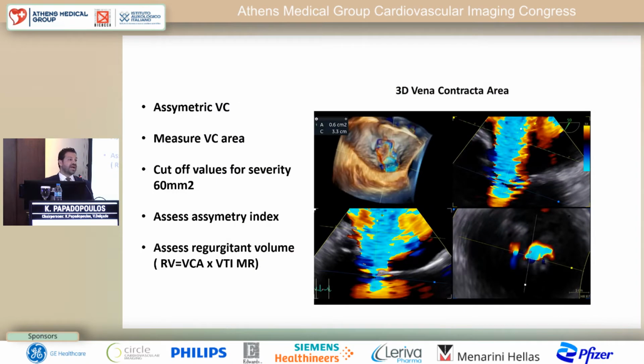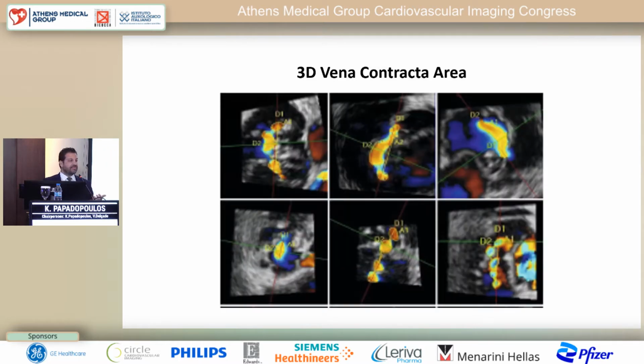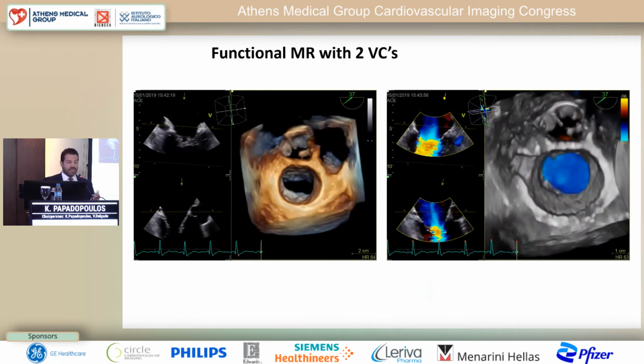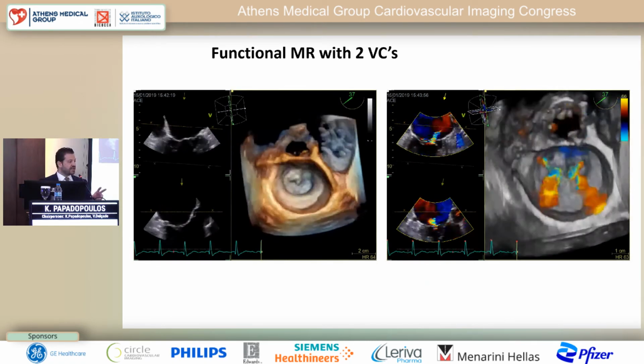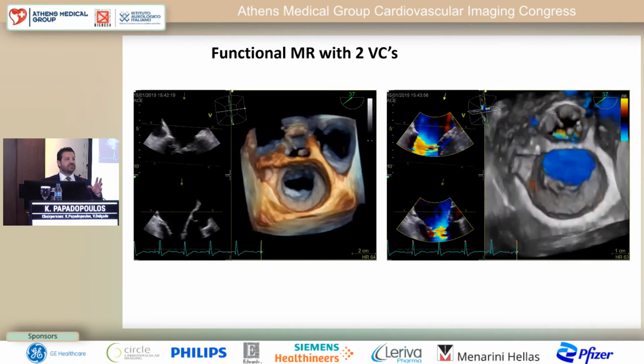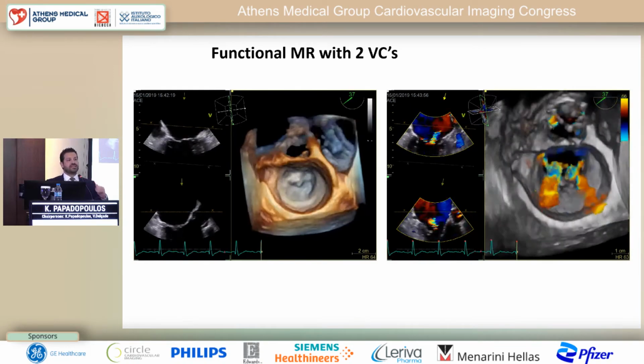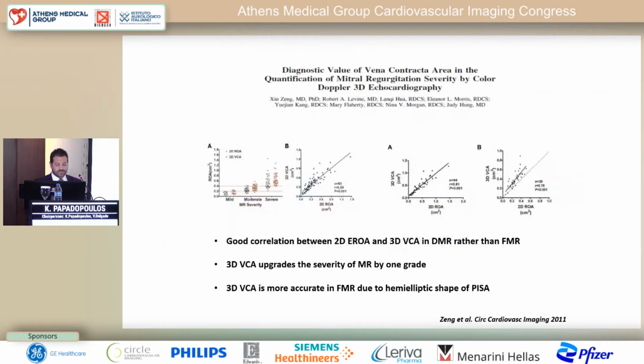Vena contracta area is very useful in functional MR cases because we know that the PISA is not spherical. It is usually hemielliptic, or we might even have multiple vena contractas. Like in this case, you can see that we have two jets of MR and two vena contractas. And if we try to measure the ERO with 2D, we might underestimate the severity of MR in this case.